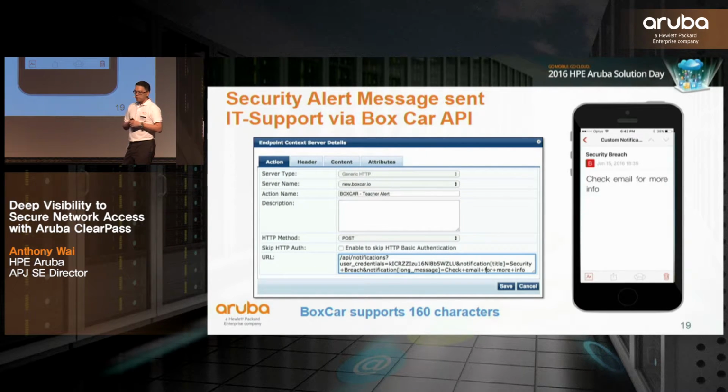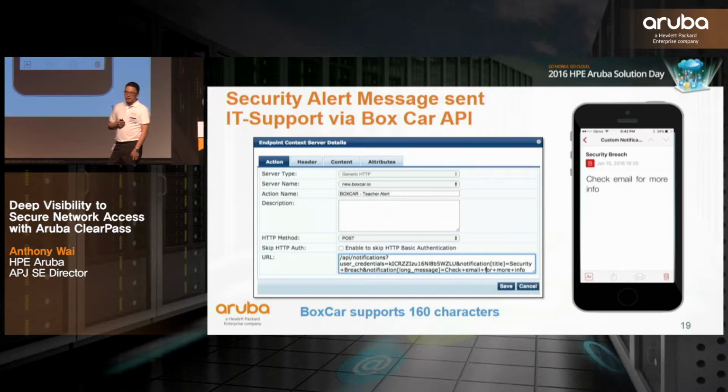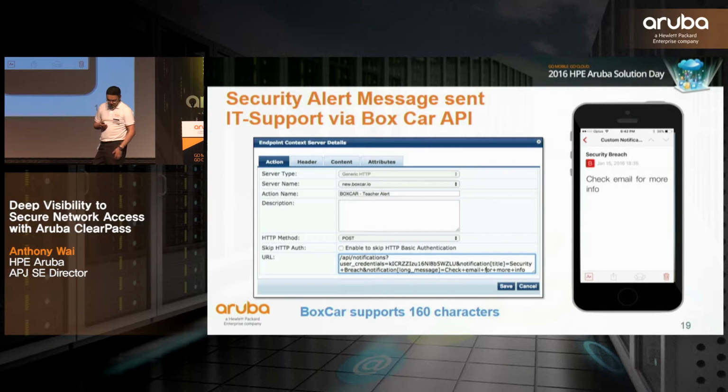So here we have a partner called Boxcar. Boxcar offers APIs that you can use to send instant messages or SMSs to your mobile device. As soon as we, at the ClearPass level, sense that a device is trying to log in as a different person, we send out the alert through Boxcar right to the mobile device of the IT department or the teacher himself, so he can get an alert right away. The message says, check your email for more information.